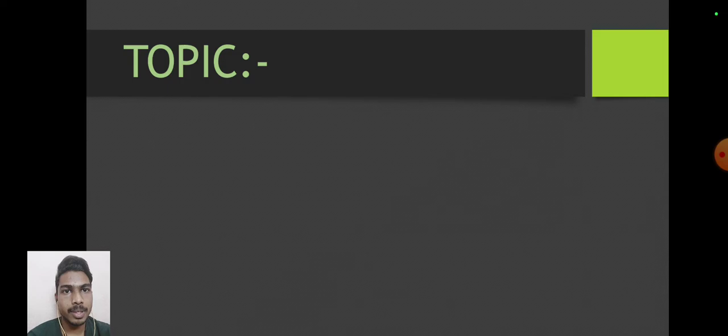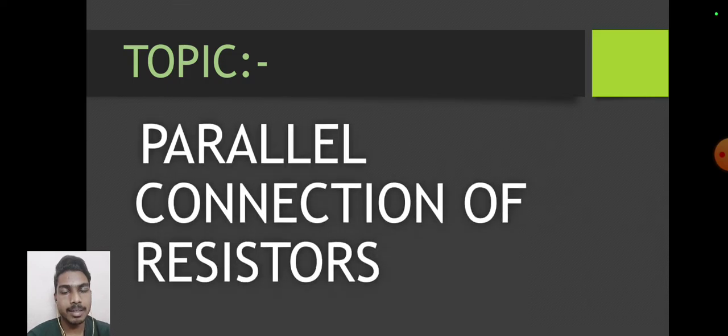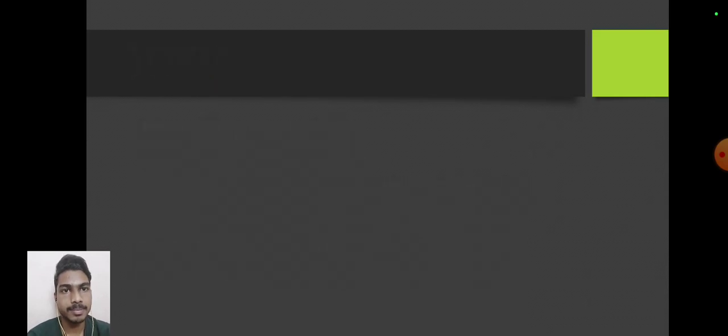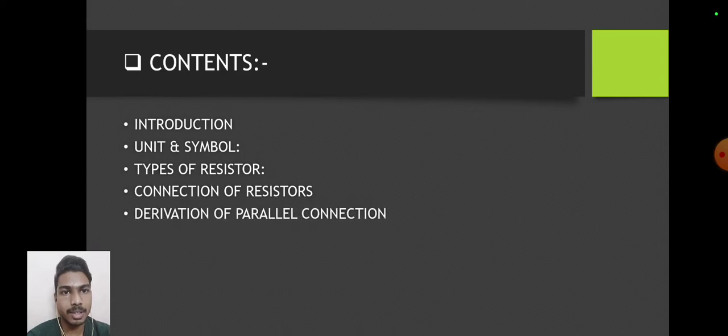So, my topic is about parallel connection of the resistors. So, let's have a look on the contents: introduction, units and symbols, types of resistors, connection of resistors, and derivation of parallel connection.